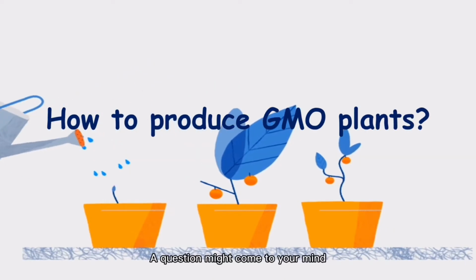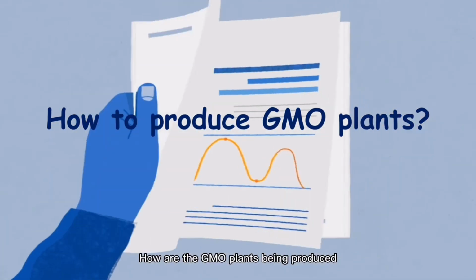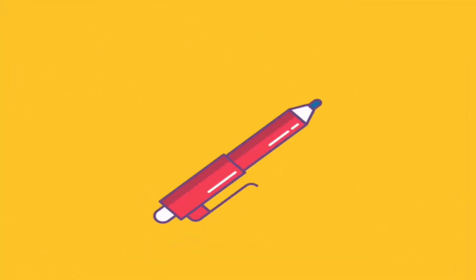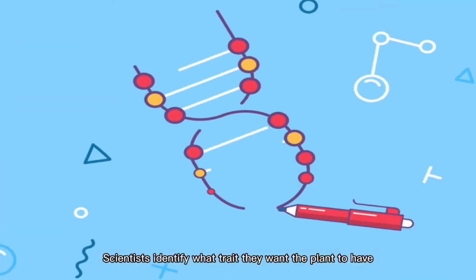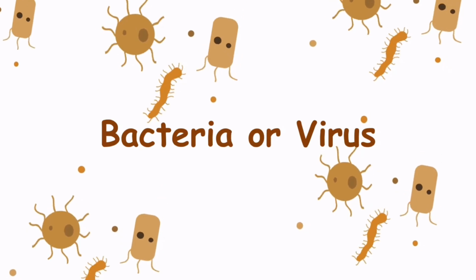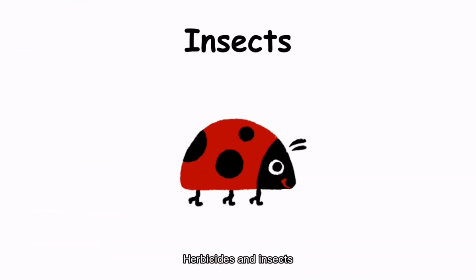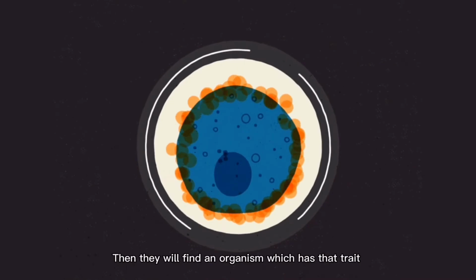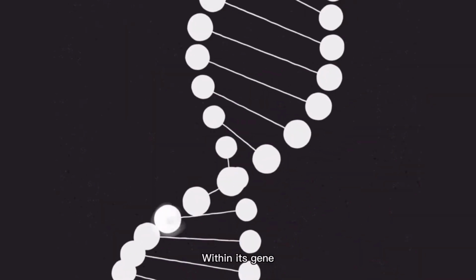A question might come to your mind. How are GMO plants produced? Firstly, scientists identify what trait they want the plant to have, such as resistance to bacteria or virus, herbicides, and insects. Then they will find an organism which has that trait within its gene.